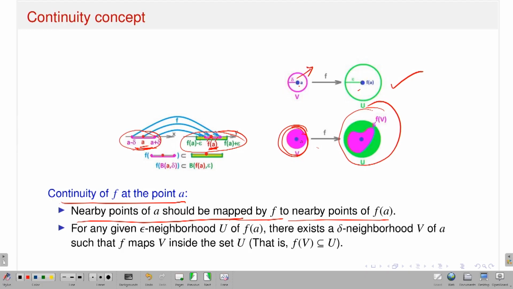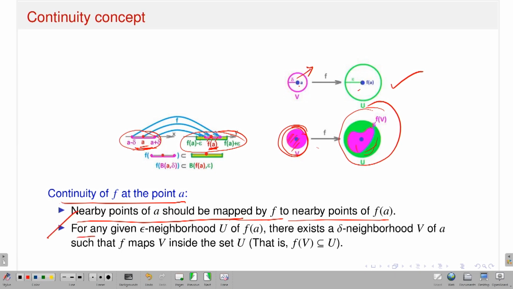So pictorially, this is the neighborhood. The pink color is the neighborhood on the domain side of the point A, and if f maps it, it should land inside this green one. That's the geometrical way you can interpret the continuity of f at some point. Whatever epsilon delta definition I said, exactly this is the geometrical or pictorial way of saying it. That's something I have written.